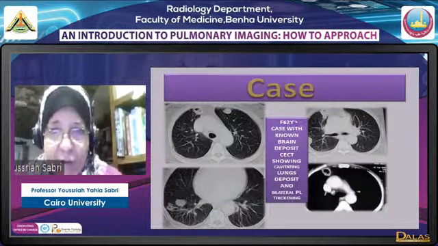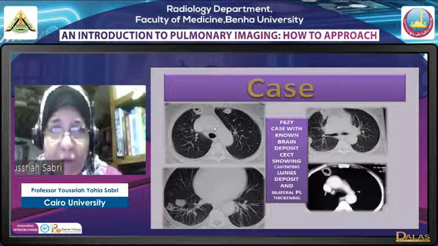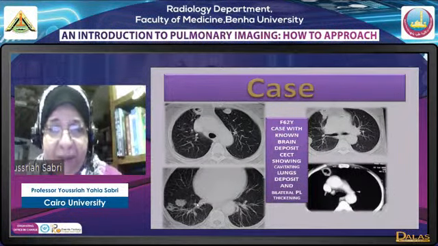Actually, in this case, it was a female 62-year-old with brain deposit. They were looking for the primary. Chest CT was done and it didn't find a primary, but found metastasis with cavitation, as you see.